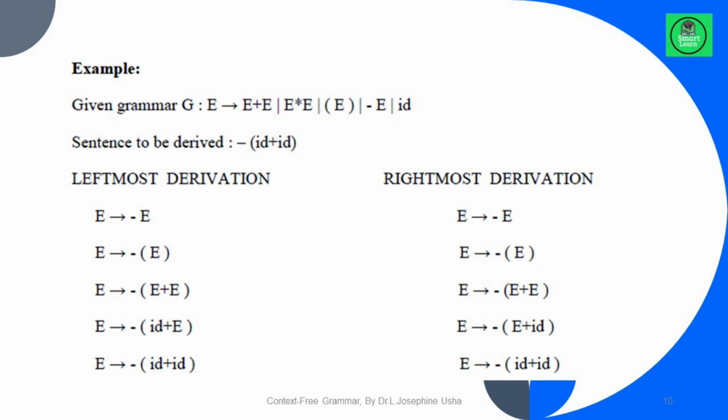Next you see the rightmost derivation. In case of rightmost derivation, first we apply the production E tends to minus E, then minus of E. Then we apply E plus E. So here the rightmost non-terminal is replaced. See the difference: in case of leftmost derivation the leftmost variable is replaced, but in case of rightmost derivation we have to replace the rightmost non-terminal by its production. So the rightmost variable E can be replaced by id, then the next rightmost variable can be replaced by id. So this is the leftmost derivation as well as the rightmost derivation.